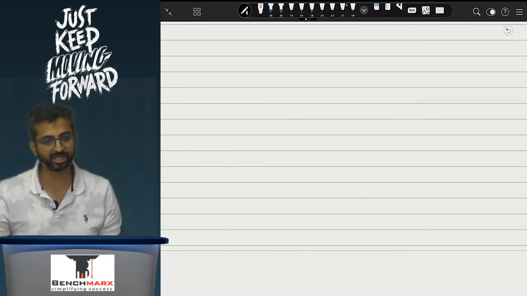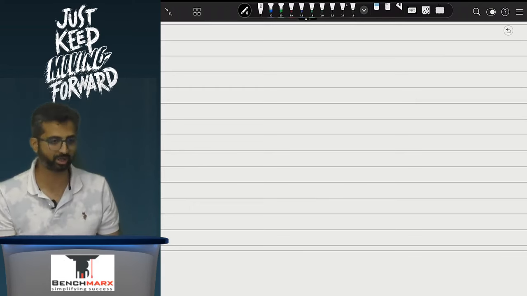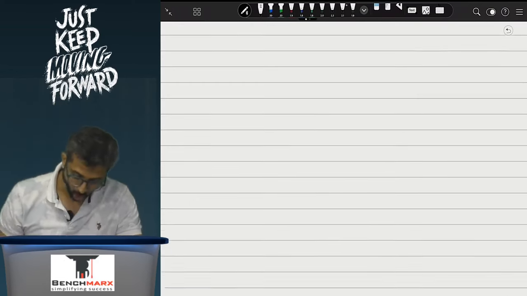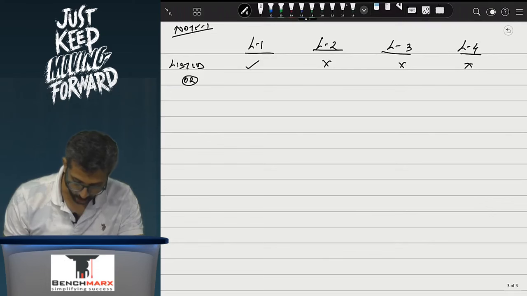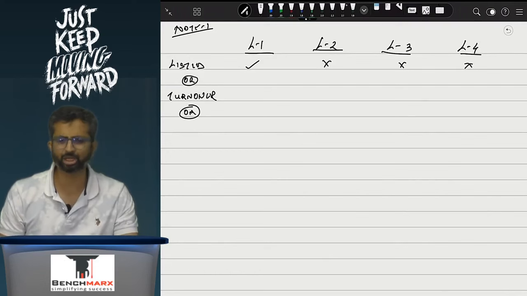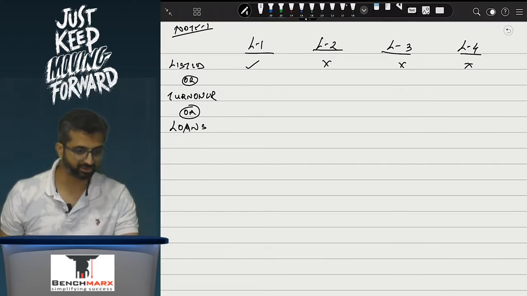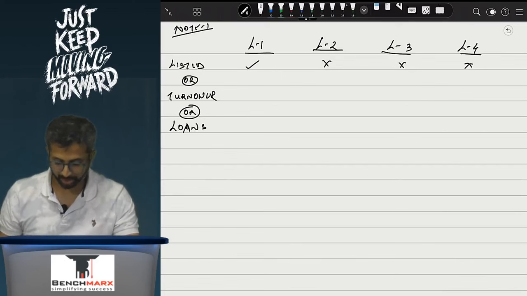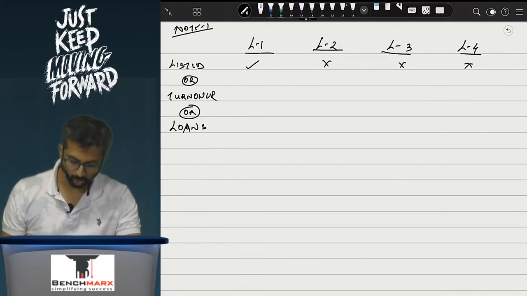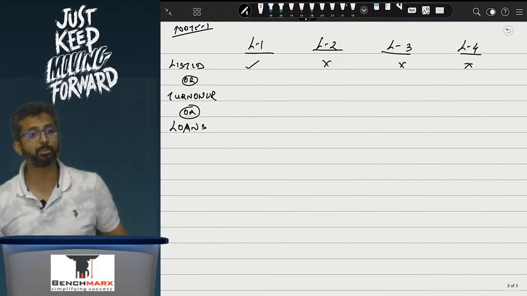If you are listed, you are always in the Level 1 category, or you are non-SMC. Are we clear with this? Or let us say you look at the turnover limit. Or what was the next limit? One was turnover. What was next? Loans or borrowings. This can also include public deposits, any kind of loans. So over here, what was the turnover limit for you to become a non-SMC?